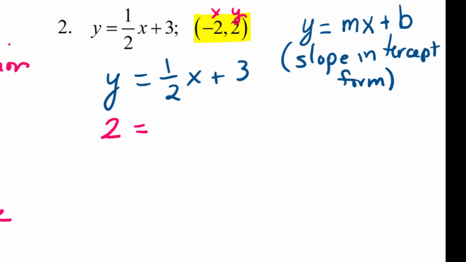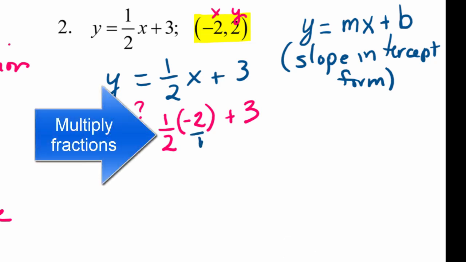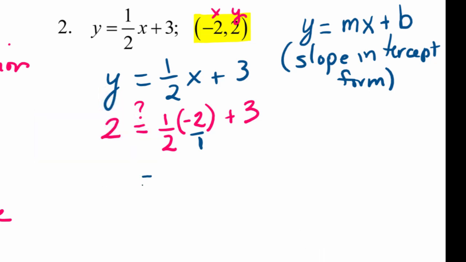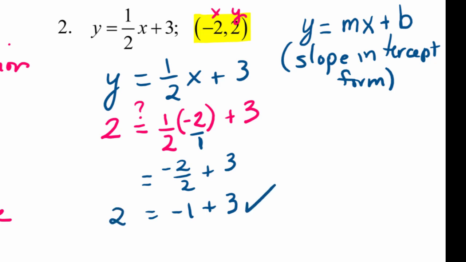So 2 equals 1/2. We don't know if it equals, that's what we're checking. 1/2 of -2, which is x, added to 3. And then when we do this multiplication over here, it will help to put a 1 under that, and maybe you can see here that when we multiply straight across with those fractions, we get negative 2 over 2, which reduces to a negative 1. And negative 1 plus 3 does equal 2, doesn't it? That checks. So what can we conclude? That means that the ordered pair (-2, 2) is a solution.